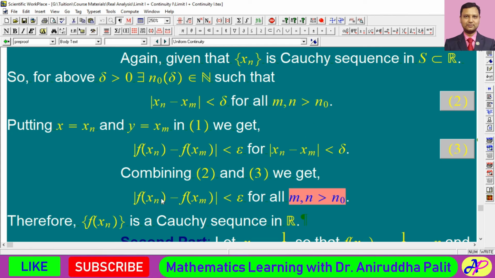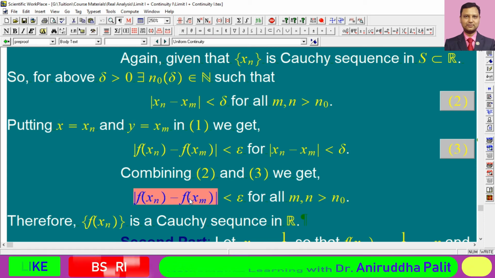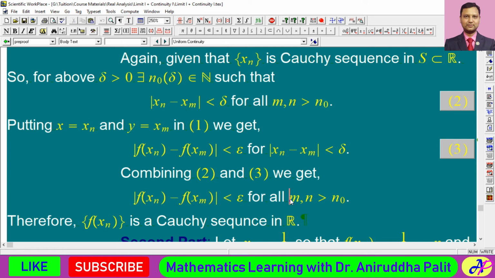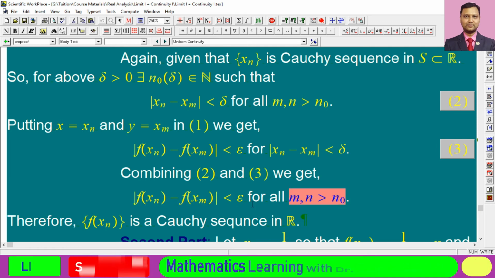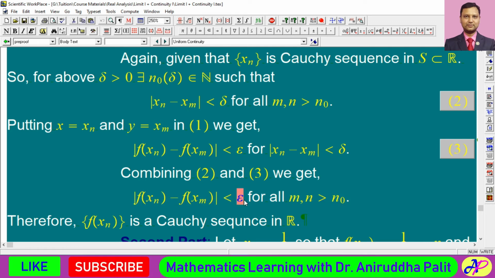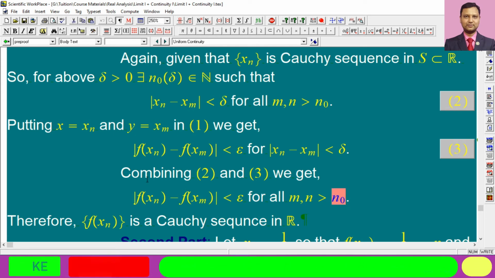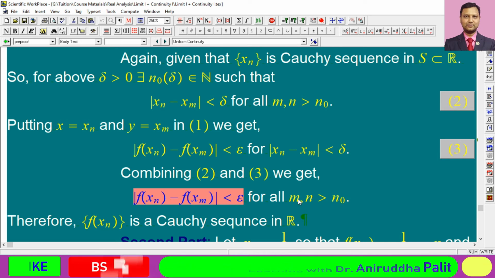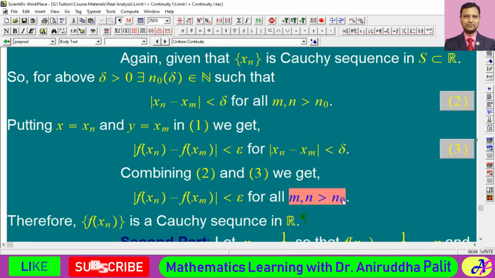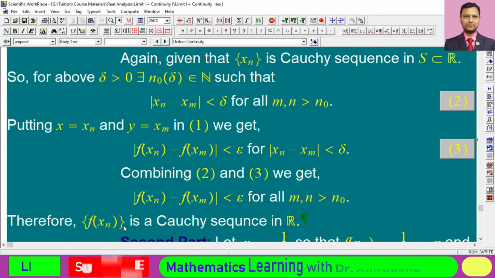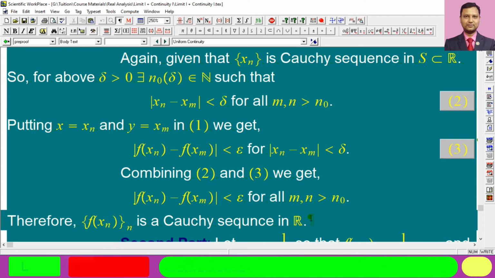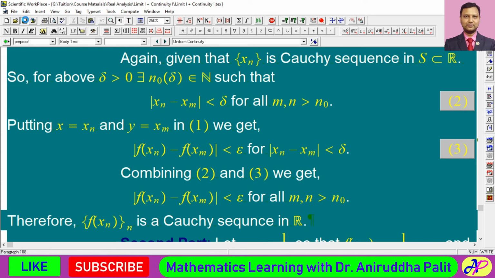So this is the result: modulus of f of xn minus f of xm is less than epsilon for m, n greater than n0. So what we obtain is that for any epsilon, we get a natural number n0 such that f of xn minus f of xm is less than epsilon for m, n greater than n0, and this is the definition of a Cauchy sequence. So we can say that this sequence f of xn is a Cauchy sequence in the set of real numbers R.